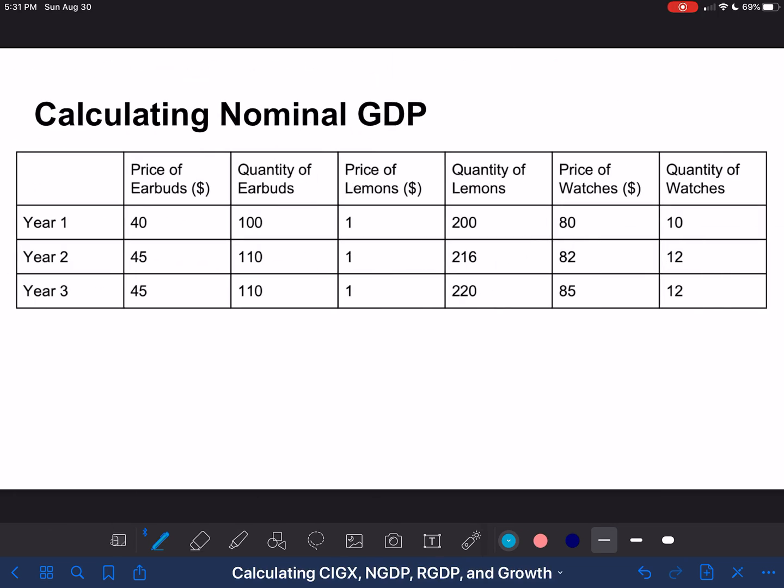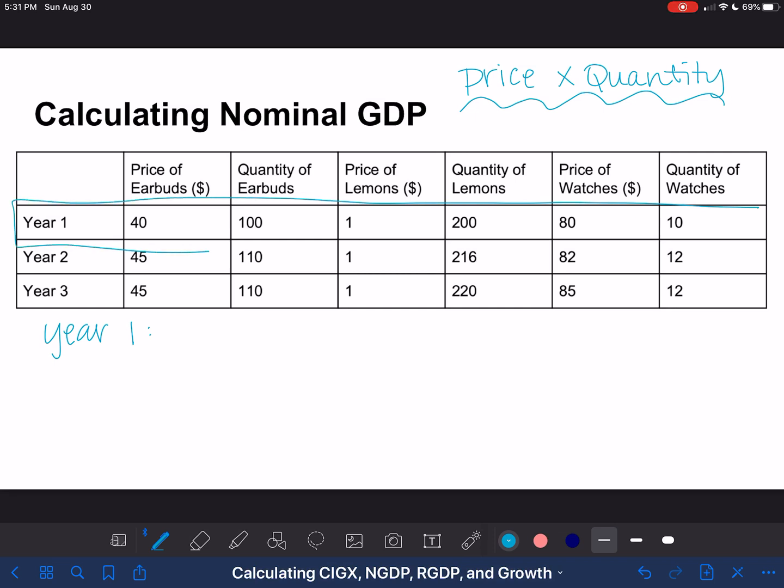Now let's look at calculating nominal GDP. Our equation for nominal GDP is price times quantity. If we want to look for the nominal GDP for year one, it's just price times quantity. We're just going to focus on year one here, just this row. We're not going to look at any of the other rows.